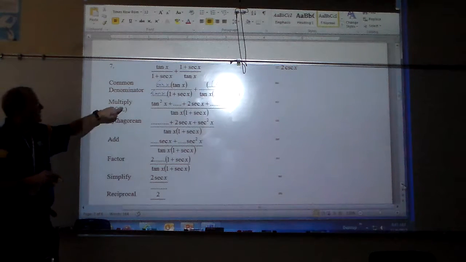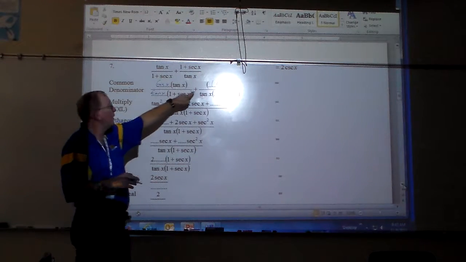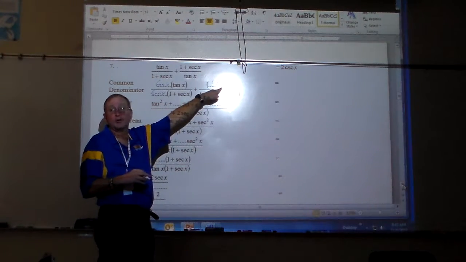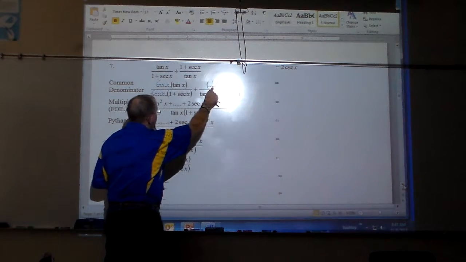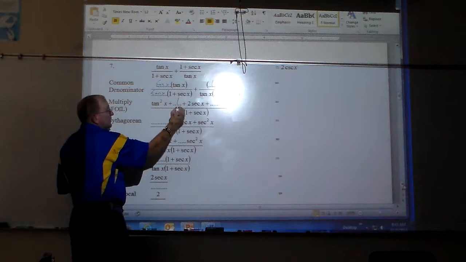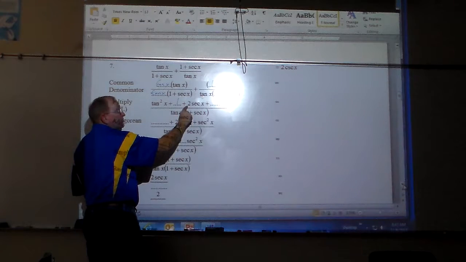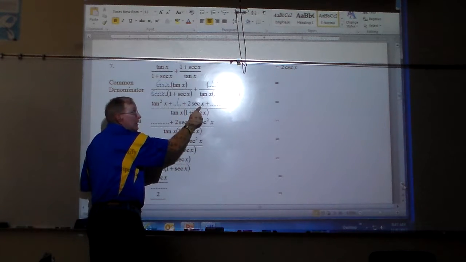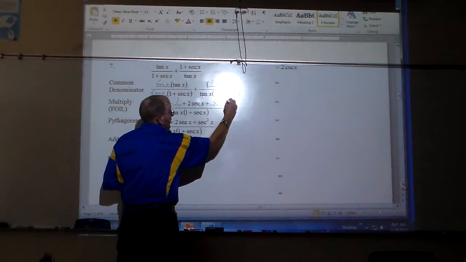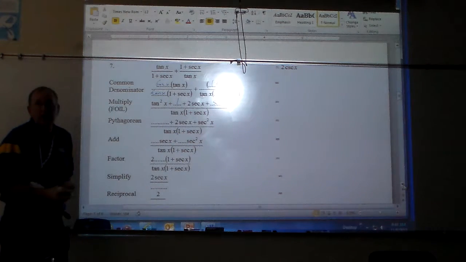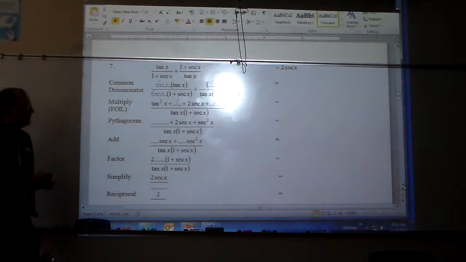or... Now, first off, tangent times tangent will be tangent squared. But now I have to FOIL this one. Remember, first, outer, inner, and last. If I take the first term times the first term, 1 times 1 is 1. 1 times secant is secant, and then secant times 1 will be another secant, which gives me 2 secants, right? And then what happens when I have secant times secant? You get secant squared. And notice I had that little square there to kind of even help.